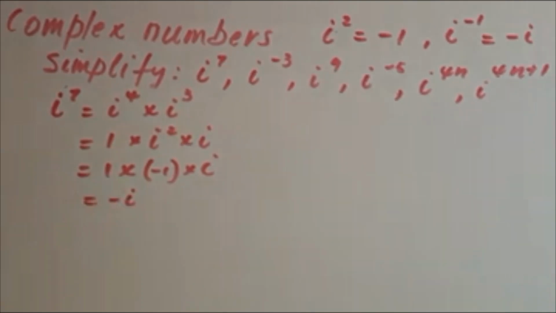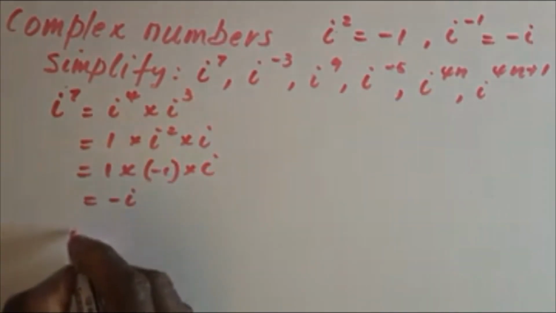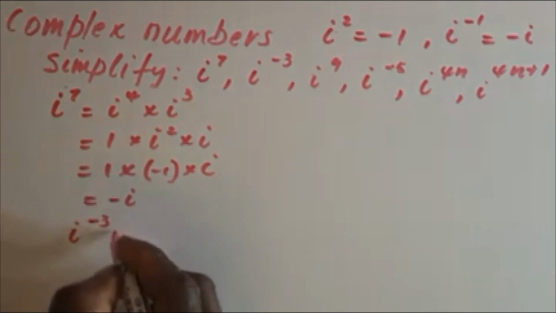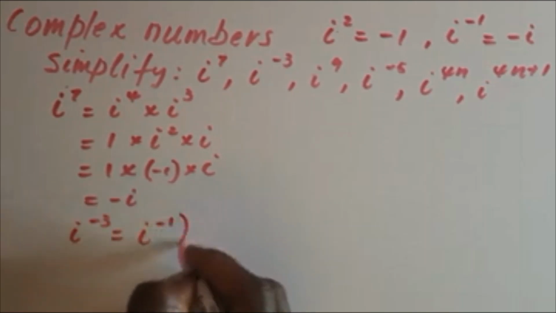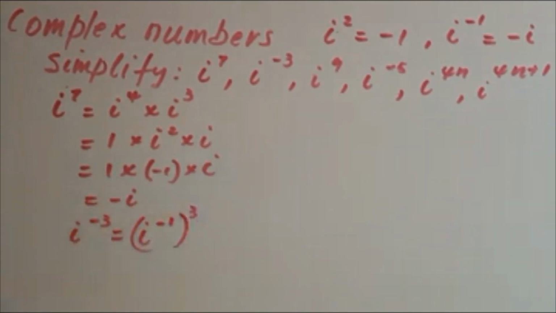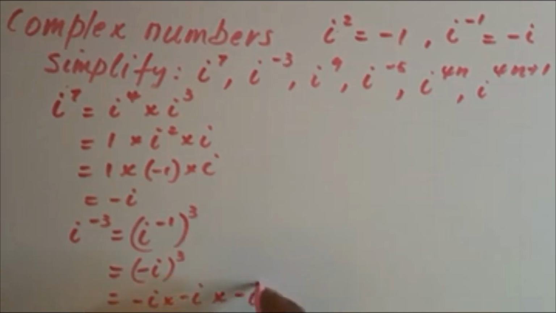Next we have I to the minus 3. Well, we know I to the minus 1 is minus I, so we can write that I to the minus 3 is the same as I to the minus 1 cubed. Now if we replace I to the minus 1 with minus I, we have minus I cubed, which is the same as minus I times minus I times minus I.